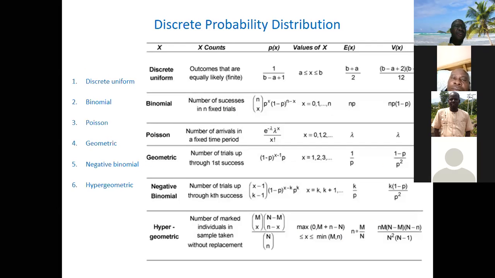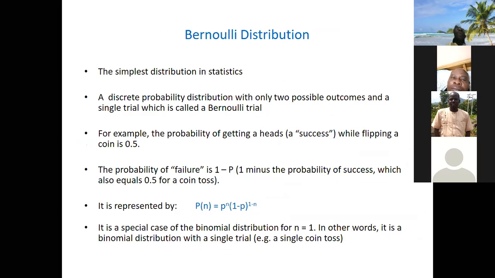There's one that is not on that table, which is Bernoulli. I think it should be there. I should make mention of it because it's the simplest probability distribution. It's the basis for most of the others, especially binomial. It is a discrete probability distribution with only two possible outcomes and a single try, which is called a Bernoulli trial. Let me just put it in a simple sentence.